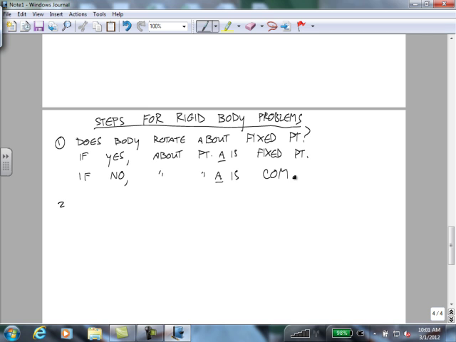The second step, whichever one of these was your about point A, calculate the moment of inertia, I sub A. If A isn't the center of mass, this will require the parallel axis theorem.